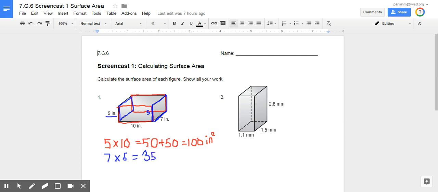Since we know the right side and the left side of the box are the same, we have 2 dimensions that are both 35 inches squared. I'll just include the inches at the end. So 35 and 35. So the total surface area for the 2 sides is 70 inches squared.